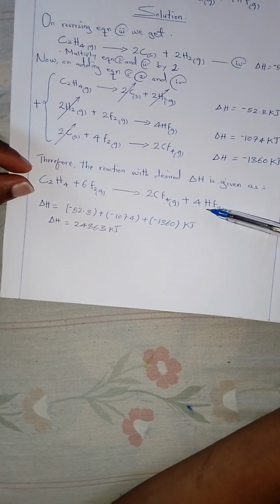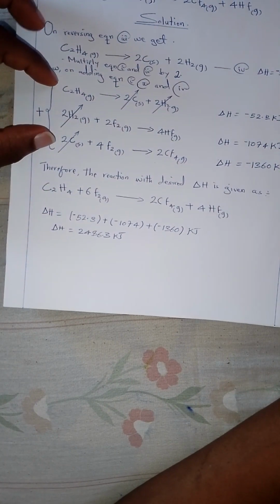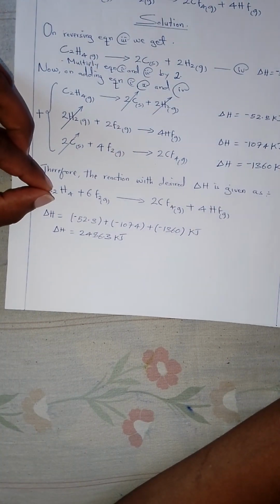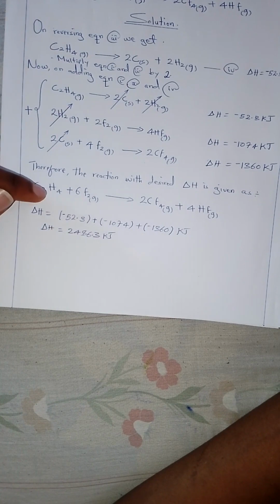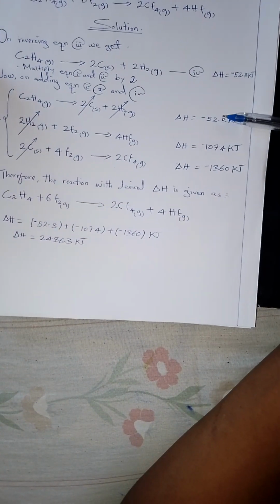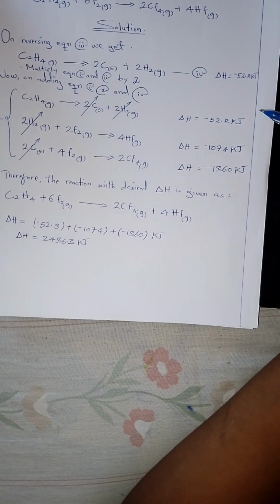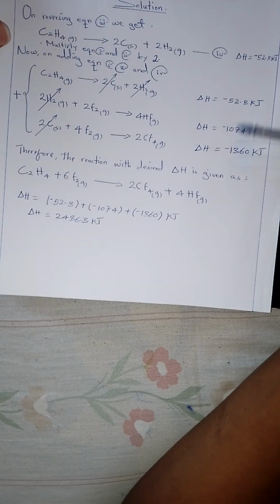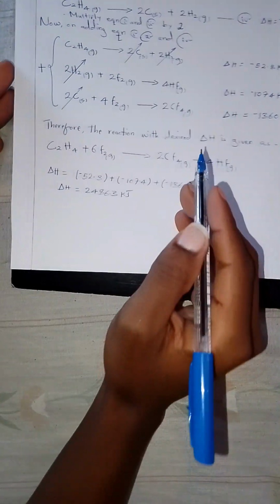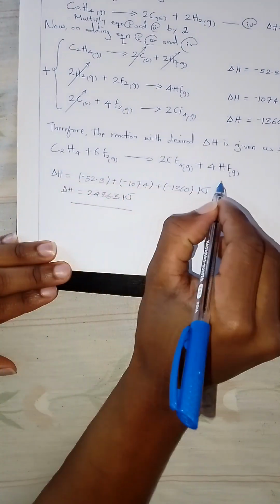Since we have summed the equations to get our final equation, the enthalpy change for our final equation will be the summation of the enthalpy changes of these three equations. Now on summing all the enthalpy changes, we will get the enthalpy change for our required equation.